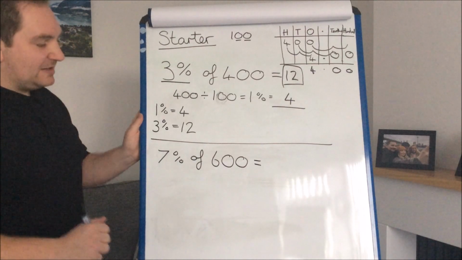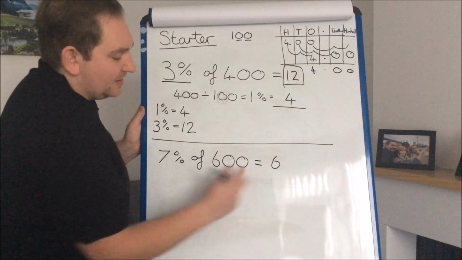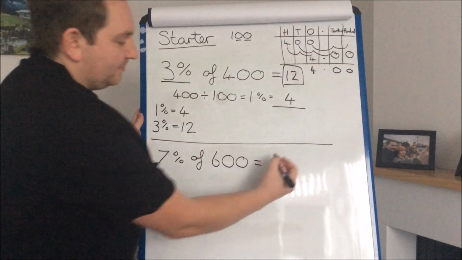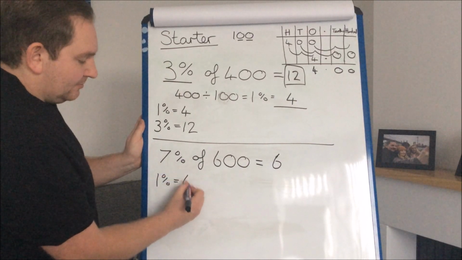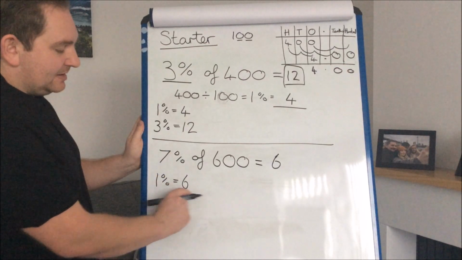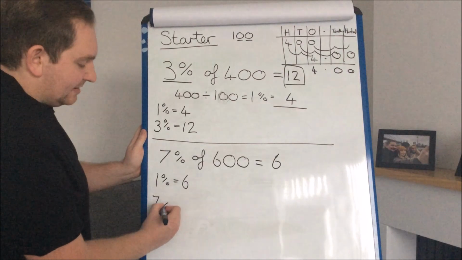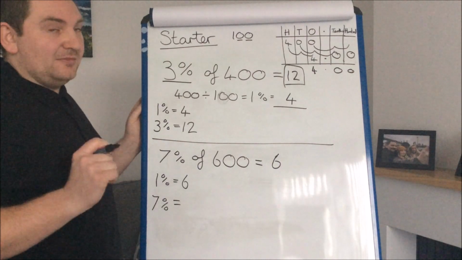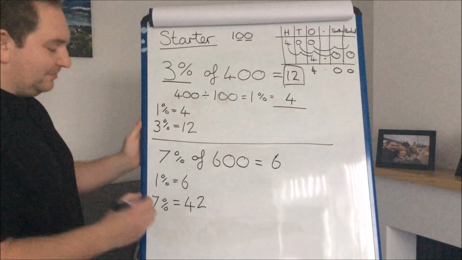Okay, so let's go over this answer. Firstly, divide 600 by 100. That will give you 6 after the digits have moved 2 places to the right. You could have used a place value chart to help you if you needed to. So 6 is what 1% is. We're looking for 7%, so like before, we times 6 by 7 to work out what 7% is. So 7% equals 6 times 7, which is 42. Congratulations if you got that correct, well done.